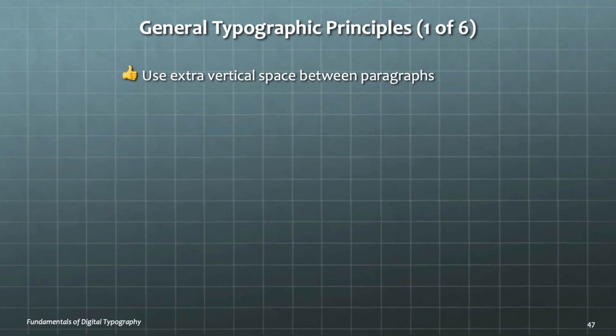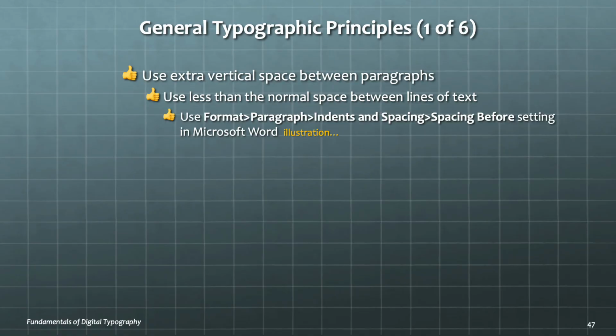The first is to use extra vertical space between paragraphs for readability. This extra space should be less than the normal space between lines of text. Here's how you find the setting for paragraph spacing in Microsoft Word. I use spacing before paragraphs, but you can set the spacing to be after paragraphs.